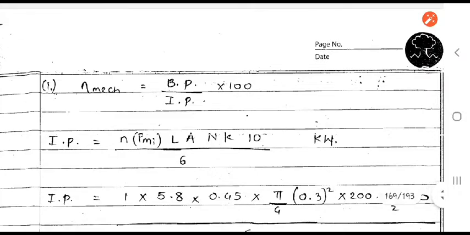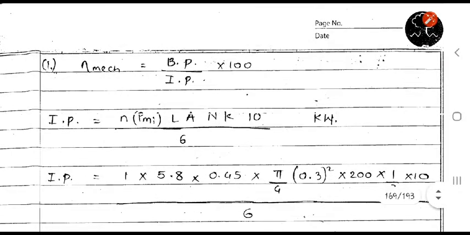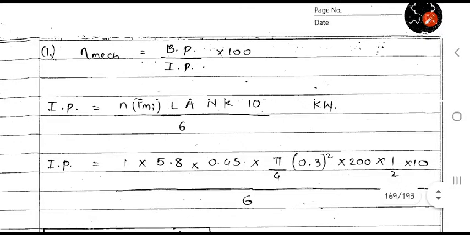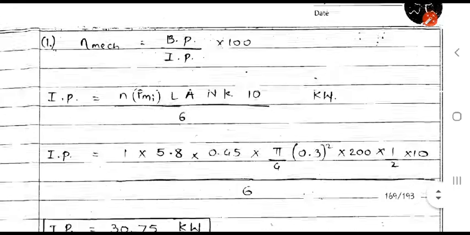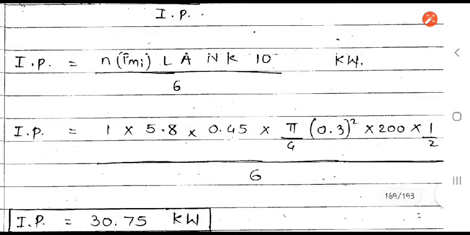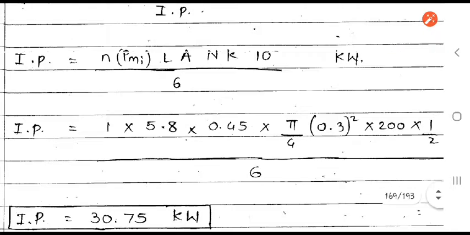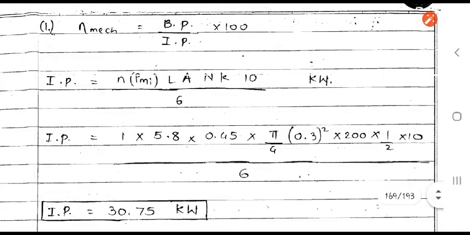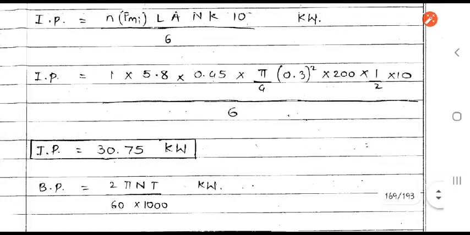Then to calculate the mechanical efficiency we have to calculate the indicated power, then brake power, and then we can calculate the mechanical efficiency. We have the formula to calculate the indicated power, that is n into PMLAN K into 10 by 6. Now put all the values and get the value of indicated power. It will be 30.75 kilowatt.